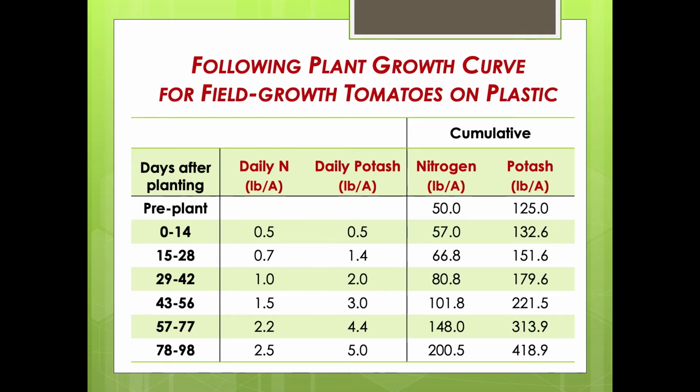So we know there's 43,560 square feet in an acre. So we can use that math to figure out how much we actually need to put out per square foot.